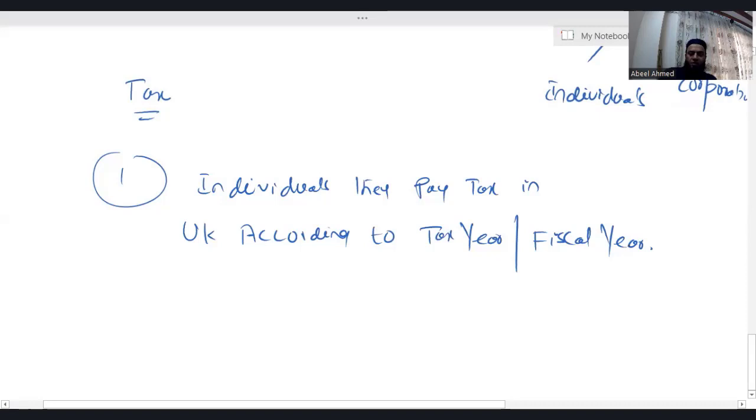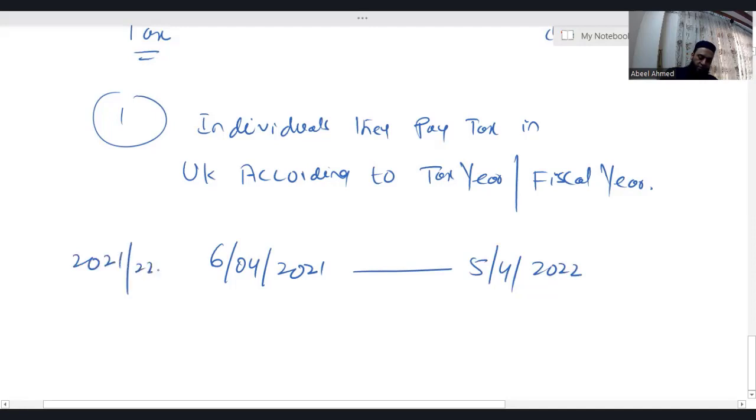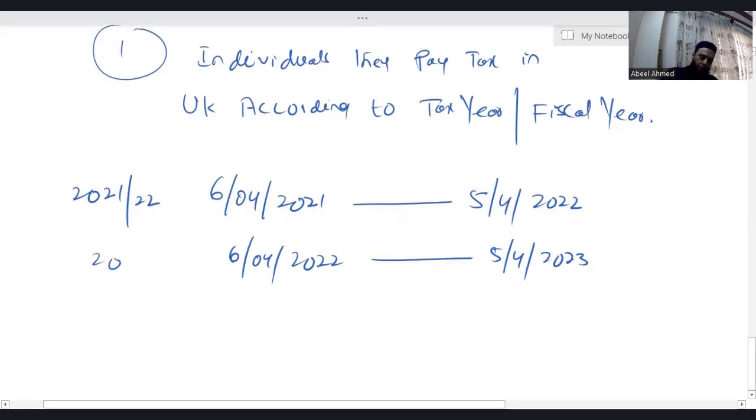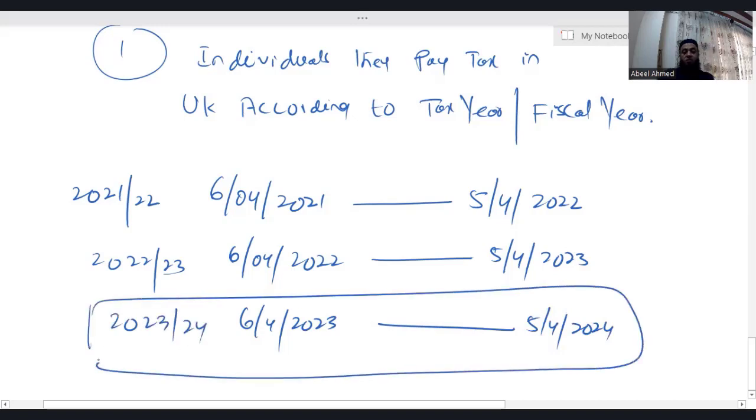Now, from which date does the tax year or fiscal year start and when does it end? Actually, the fiscal year starts from 6 April. For example, if a tax year starts from 6 April 2021, it will end on 5th April 2022. If the tax year starts from 6 April 2022, it will end on 5th April 2023. This is how we write tax year 2022-23. Then 6 April 2023 till 5th April 2024 is written like this, and the tax year 2023-24 is extremely important for you. This is what you will be following in Finance Act 2023.